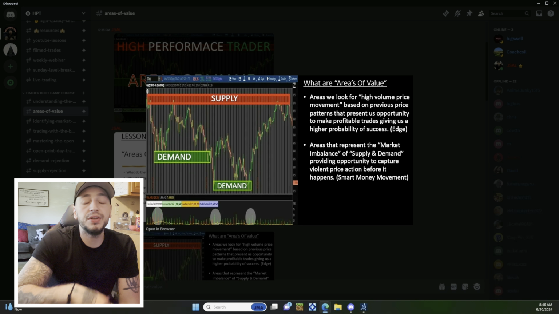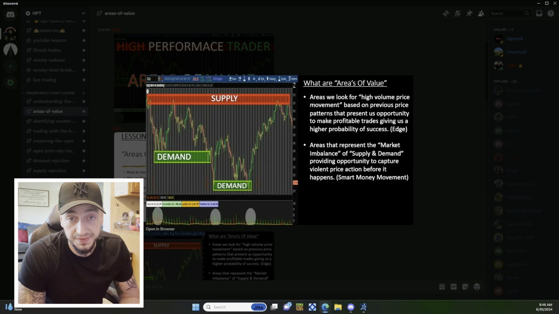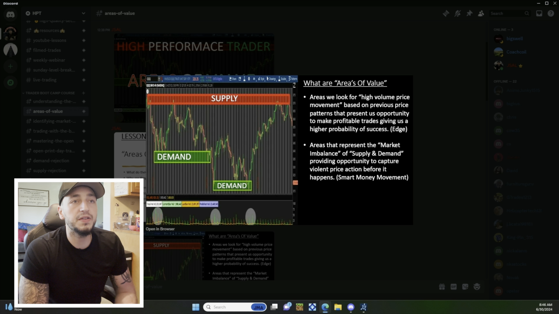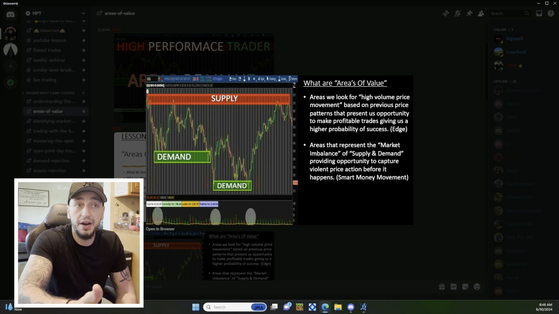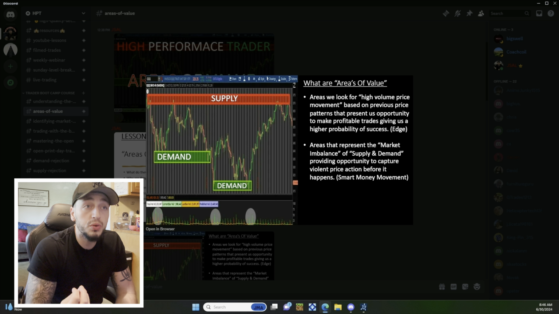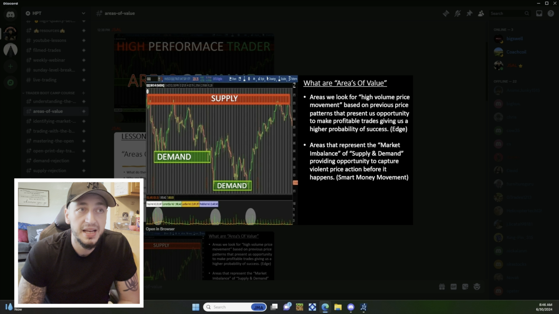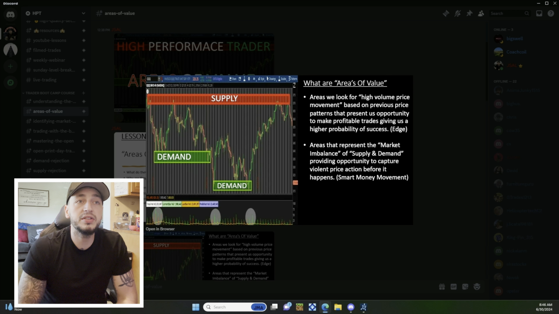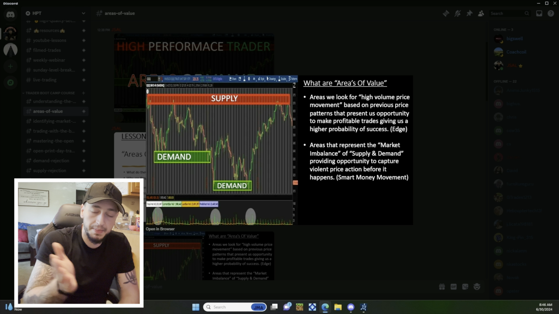The main way to do that is by identifying areas of value. So, what are areas of value? Areas where we look for high volume price movement based on previous price patterns that present us opportunity to make profitable trades, giving us a higher probability of success. Notice those triple P: previous price patterns. So let's bring it back.